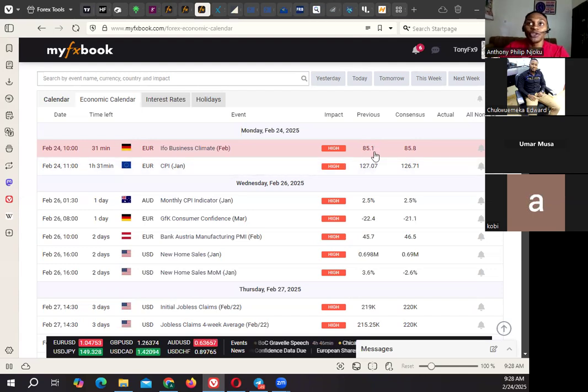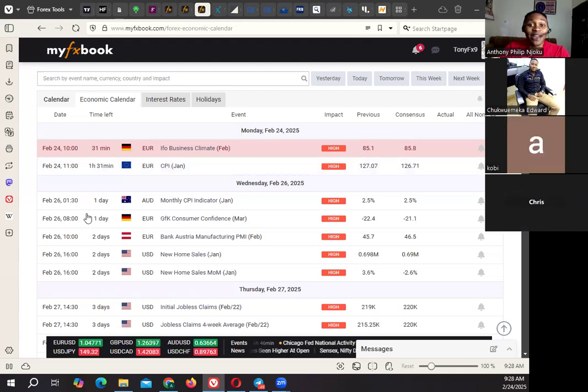So the previous one is 85.1, and they are expecting it to be 85.8. If it turns out to be 85.8, it is good for Germany. It's good for Europe. But if it turns out negative, it is bad. Once it gets bad, then we should expect weakness from the euro.